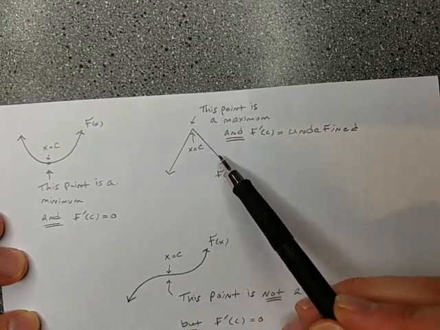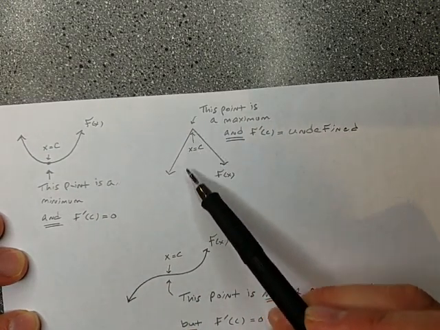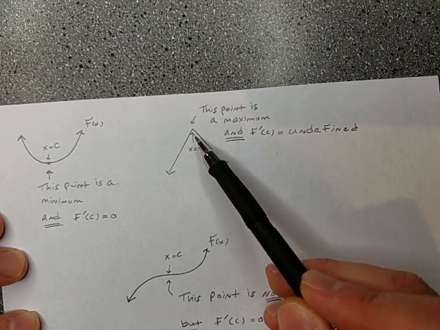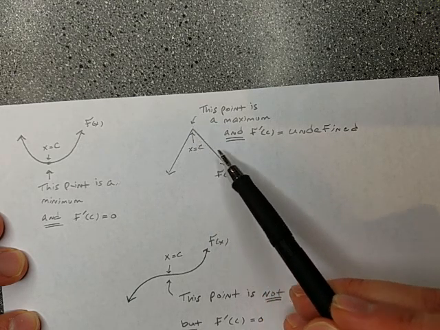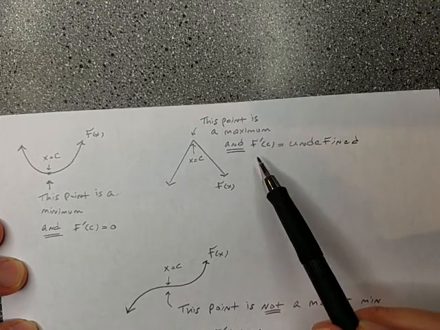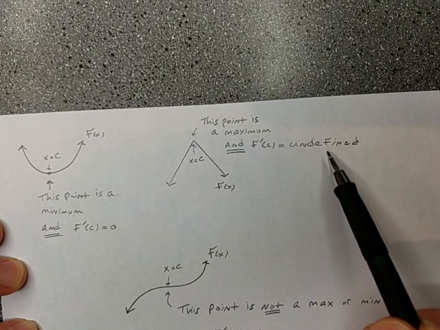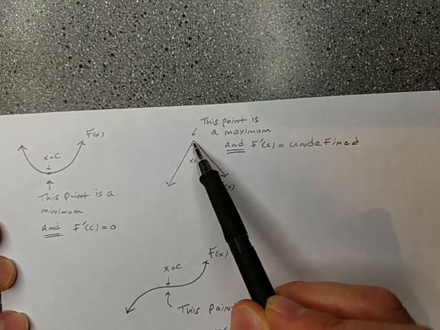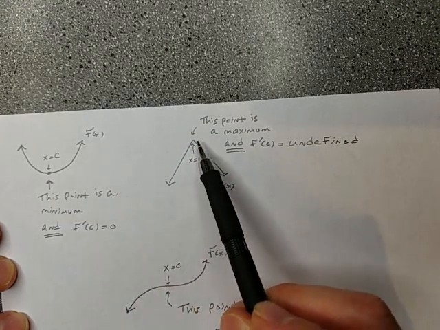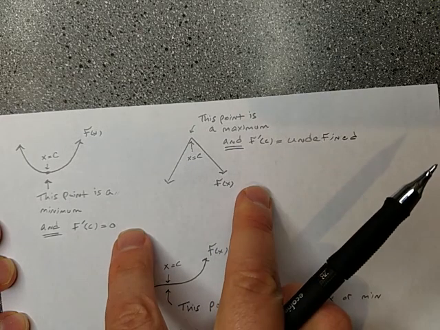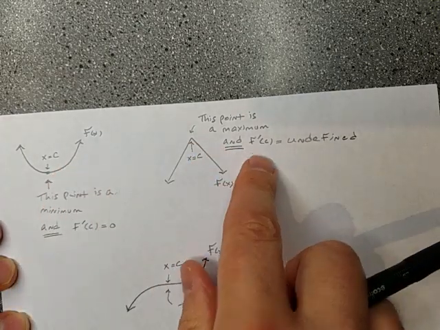And take this curve. What did we just say about corner points? That corner right there at the top, that's x equal to c. Well, that's undefined for the derivative. f'(c) is undefined. But that point's a maximum. So this point's a minimum, that point's a maximum. In both cases, the number c is a critical number.